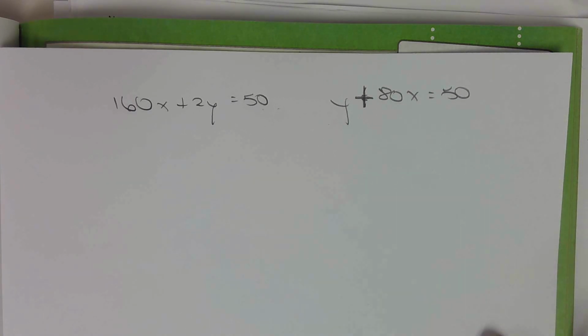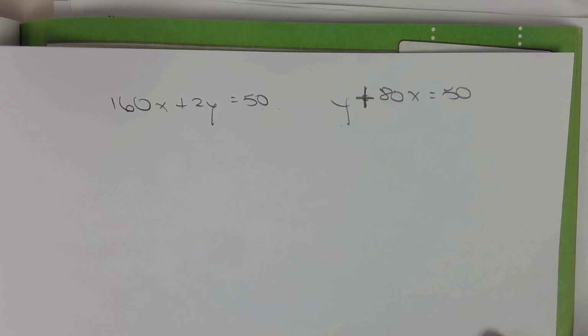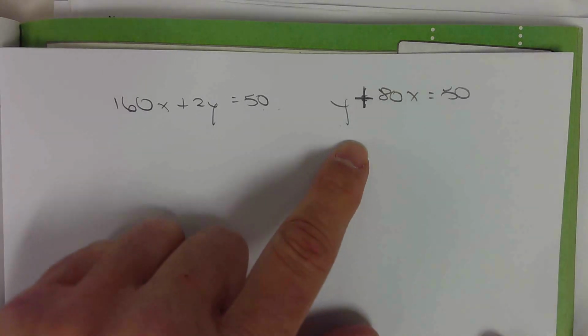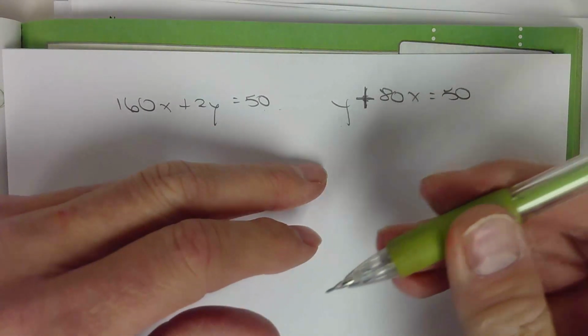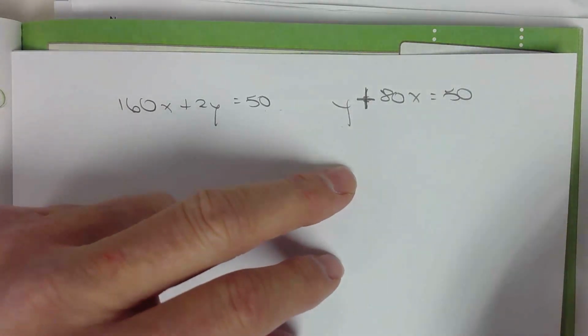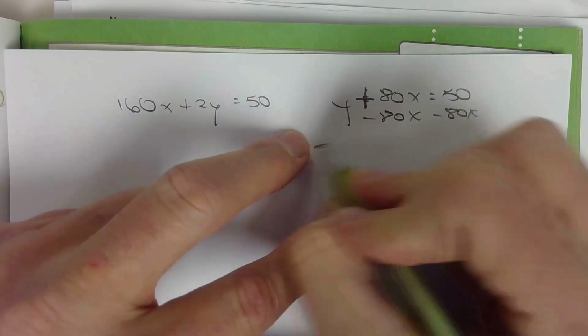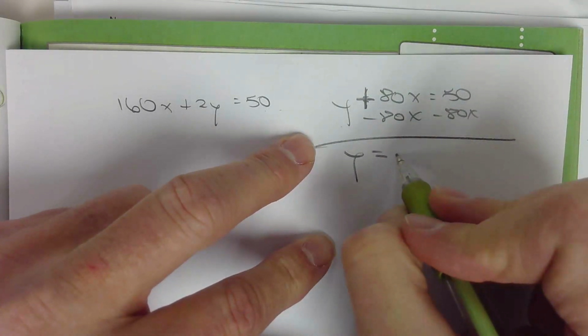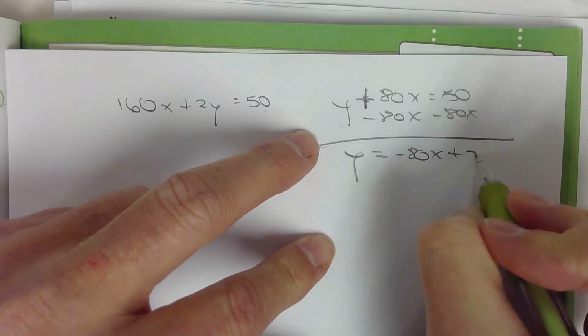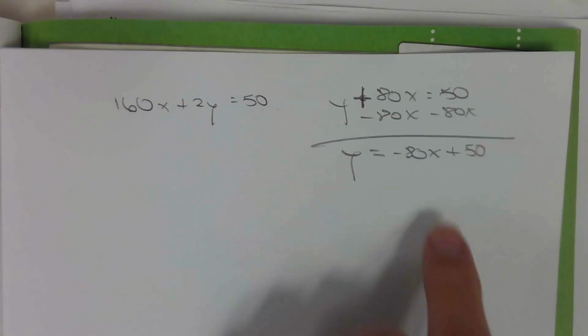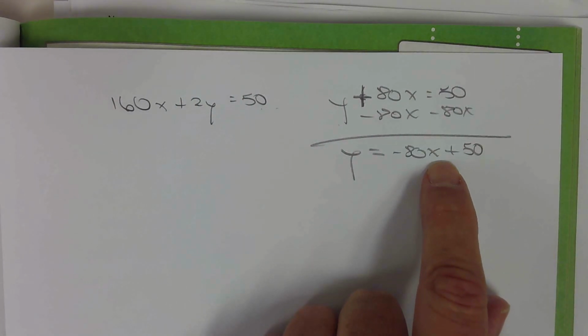All right, Mr. Sortelli, what would you work with first here? I would work with the right one. Yeah, I would too. What would you do? Same. Subtract 80x, 80 times x, from both sides. Exactly. So y equals negative 80x plus 50. Now we know what y is. That was easy.